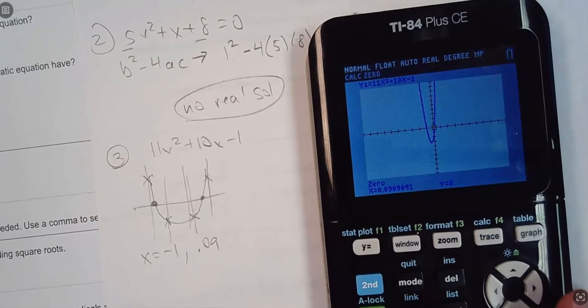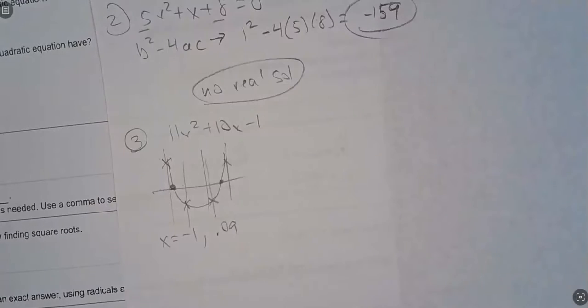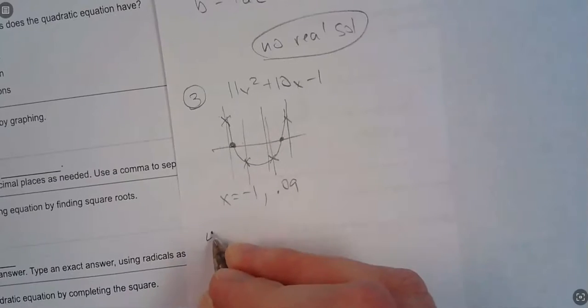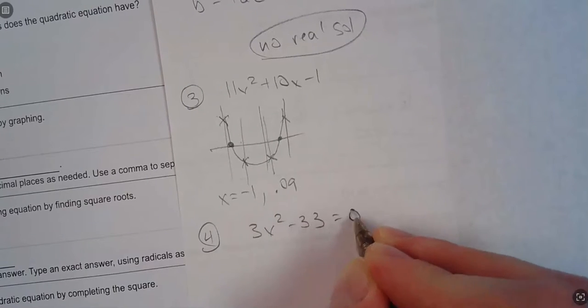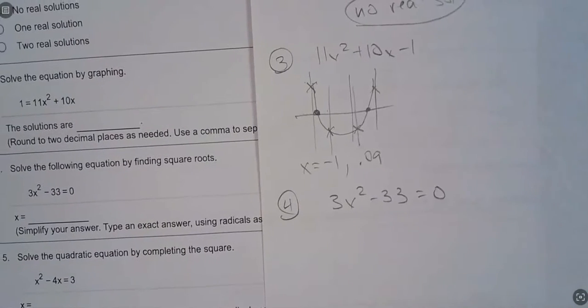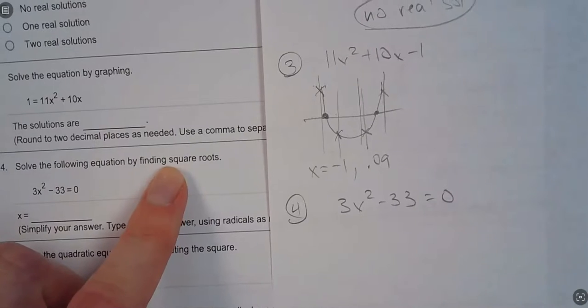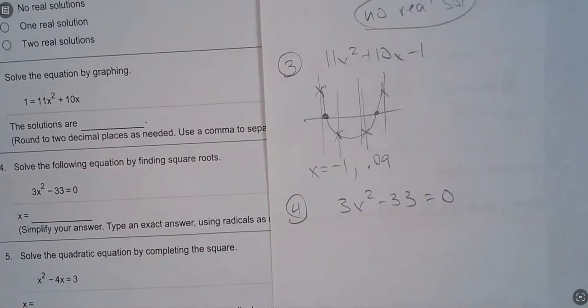So that's how I use the calculator. Number 4, we got 3x squared minus 33 equals 0. And they want me to solve by taking square roots. Okay, so if I need to solve by taking square roots, don't factor it. You could actually factor on one of your steps and still use square roots on this, but don't use quadratic formula, don't use graphing.